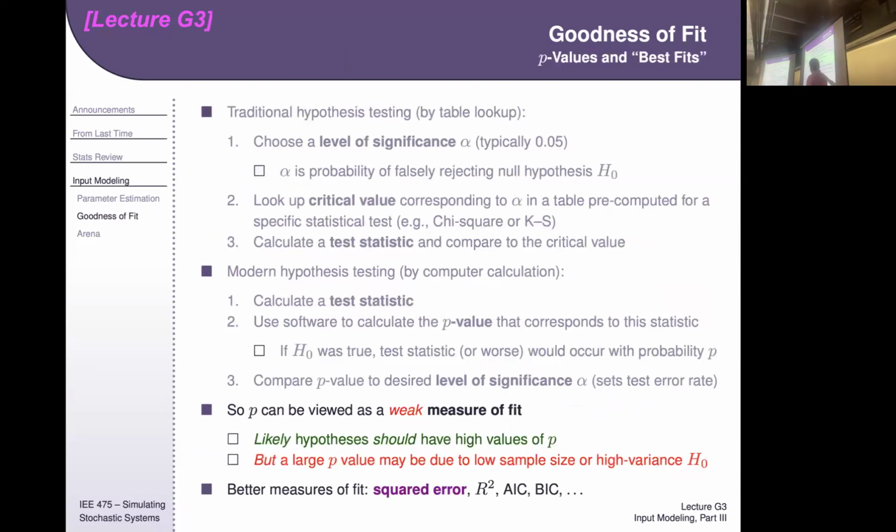And then, yeah, this is just what I've been talking about. That p-value can be a weak measure of fit. So as we'll see, Arena does not only give you p-values, it's going to give you r-squared, so the squared error. That combined with a p-value can be very informative.